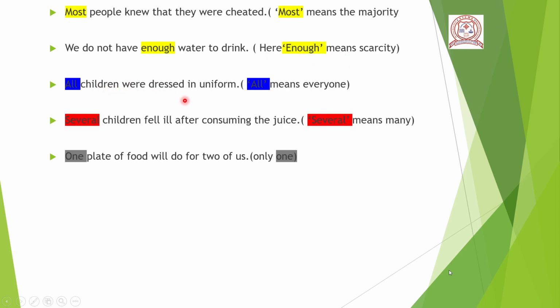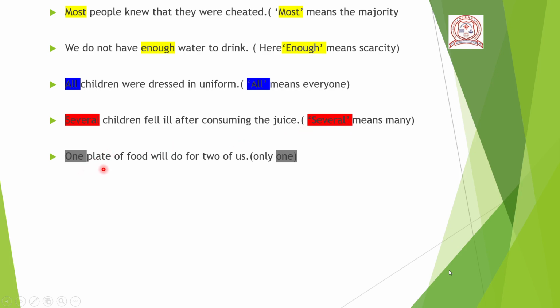All children were dressed in uniform. Here all means everyone. Coming to the next, several children fell ill after consuming the juice. Several means many. Many children fell ill after consuming the juice given by that particular shopkeeper.